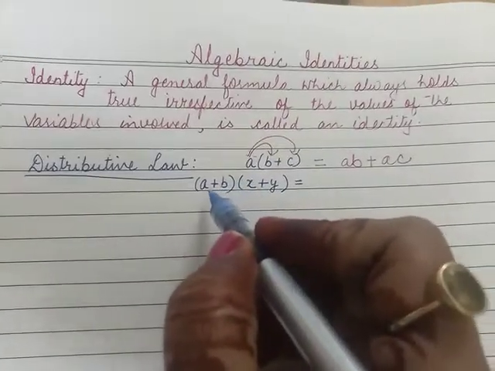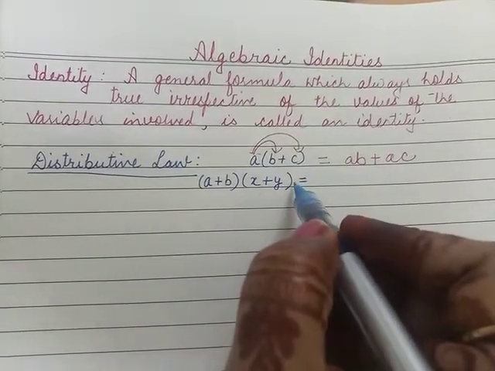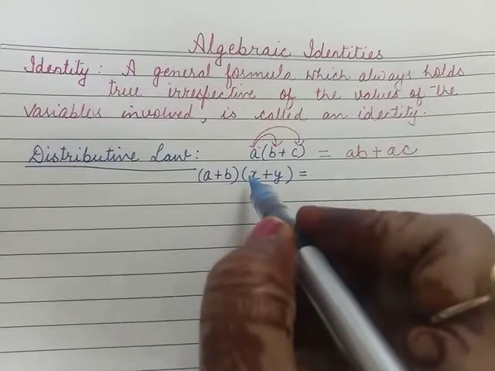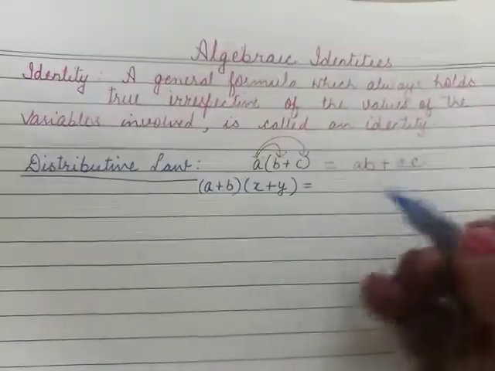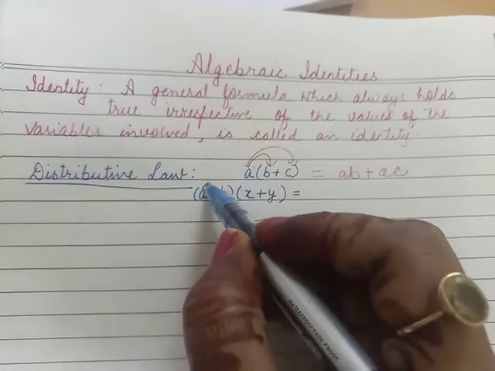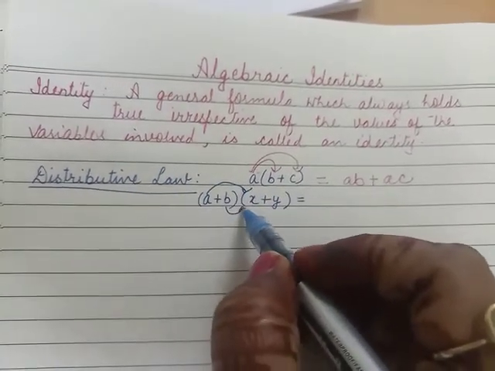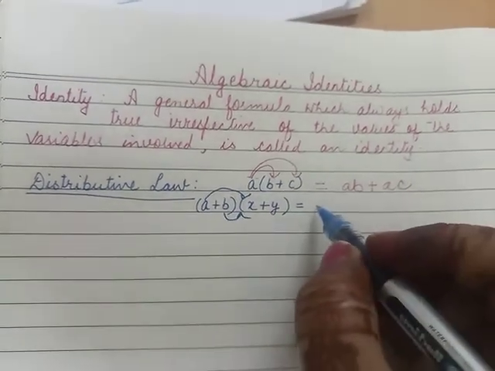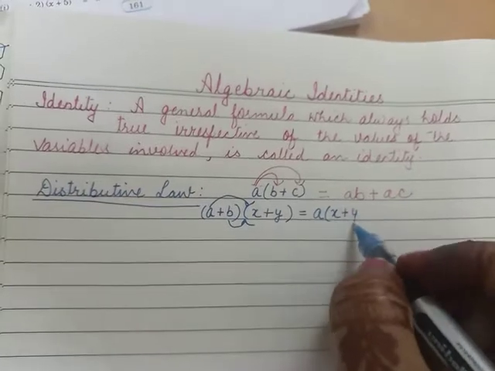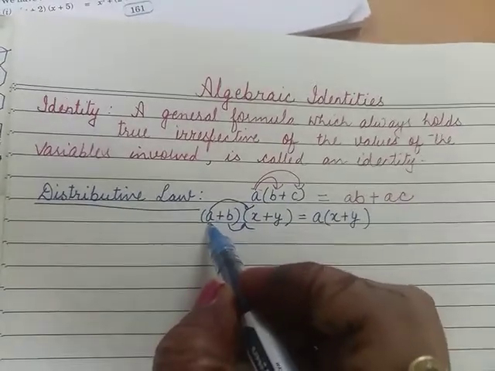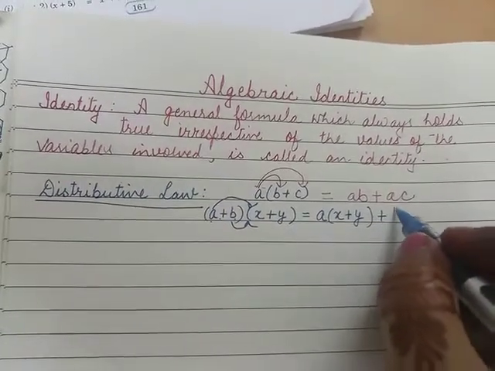If we have a plus b multiplied with x plus y, see children, no sign is there, that means it is going to be multiplication. So how we are going to apply the distributive law? So a is multiplied with this bracket and b is also multiplied with this bracket. So how we write? A into x plus y. Now between the two, a and b, we have plus sign, so I write plus sign.